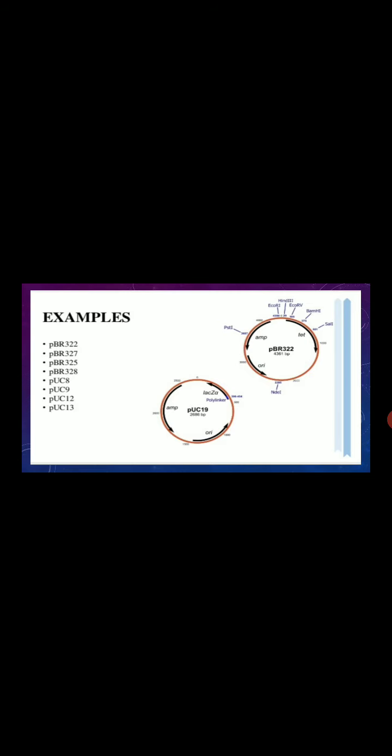Here are examples of constructed plasmids, that is pBR322, which is very popular. This plasmid was made by Bolivar and Rodriguez. It contains an origin of replication, then an antibiotic resistance gene, then selectable markers. Then pUC19 is also shown in the diagram, a plasmid formed at the University of California. It contains the same properties as a plasmid used for genetic engineering. There are so many examples given in the slide: pBR322, 327, 325, 328, pUC 8, 9, 12, 13. These are all constructed plasmids used in recombinant DNA technology experiments.